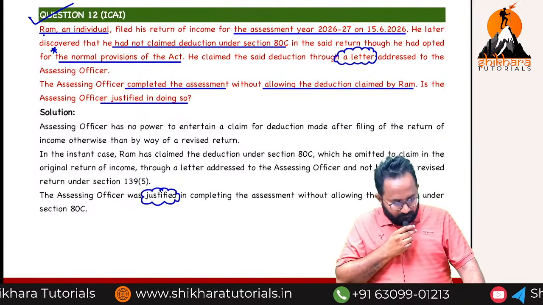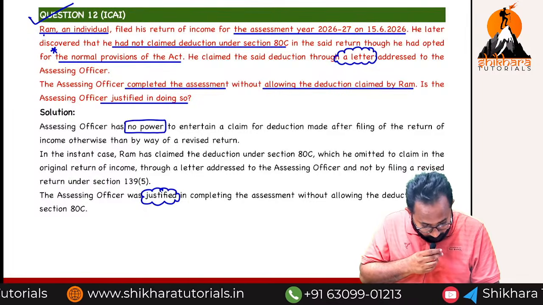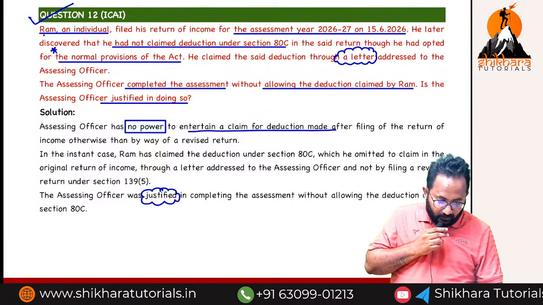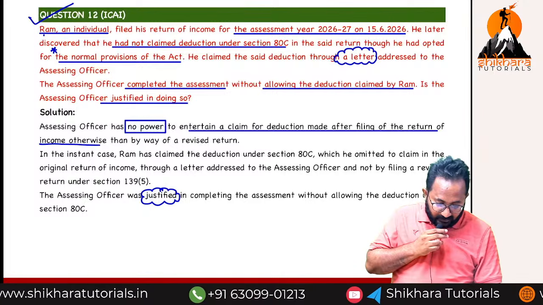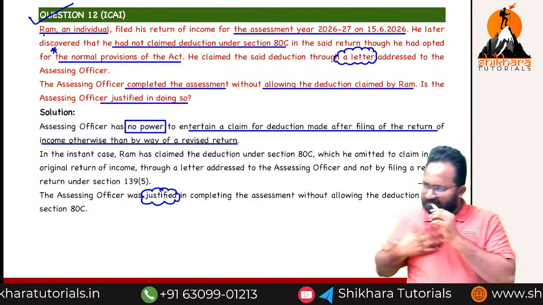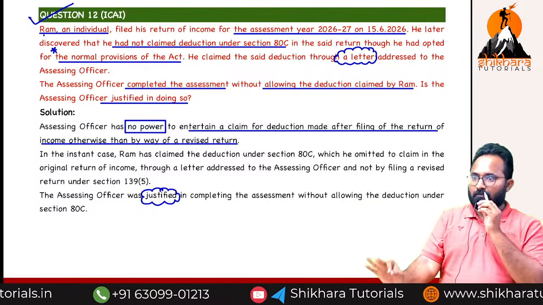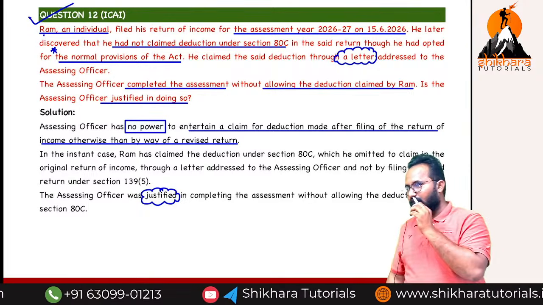Assessing officer has no power to entertain any deduction after filing the return of income otherwise than by way of what? Revised return. If you file revised return, I will consider that. Other than these two, I can't entertain anything, even if you are sending letters also.